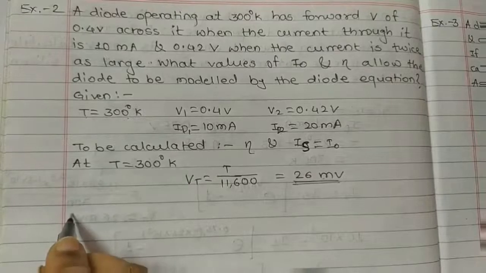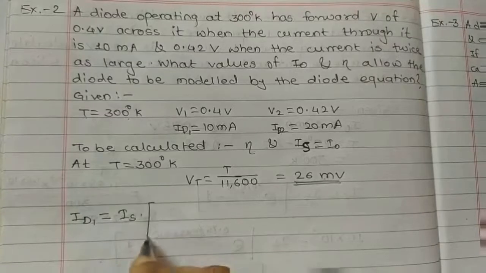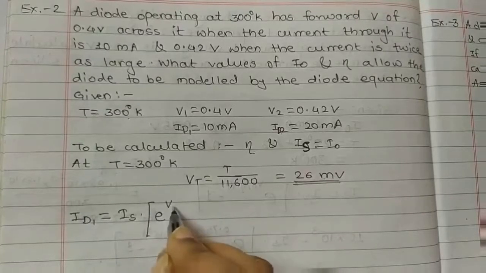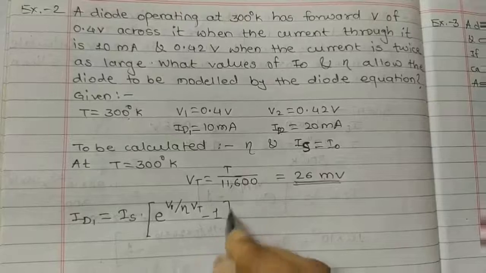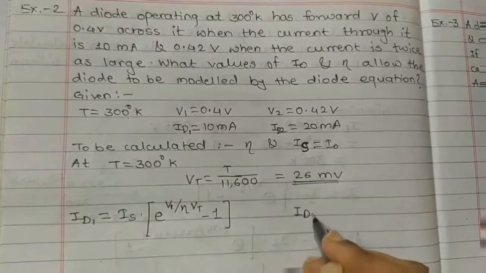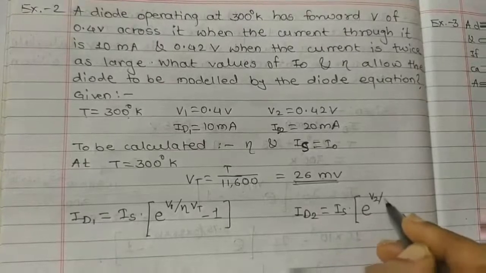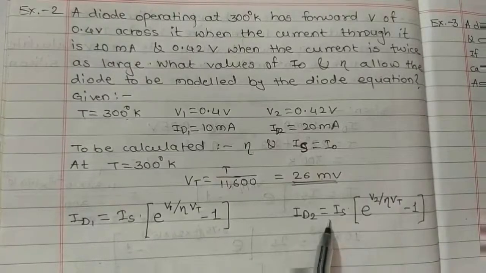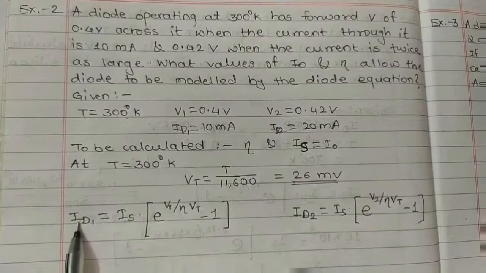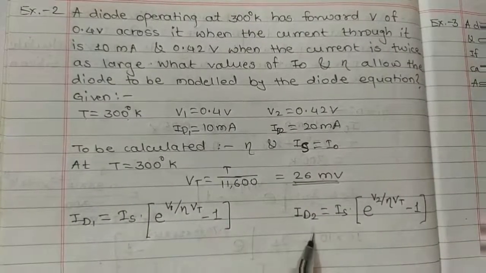Let's consider ID1 is equal to Is into e raised to VD1 or V1 divided by eta into Vt, minus 1, and ID2 is given as Is into e raised to V2 divided by eta Vt, minus 1. So these are the two equations. Now we'll put the values of ID1 and ID2, similarly V1 and Vt, in both the equations.